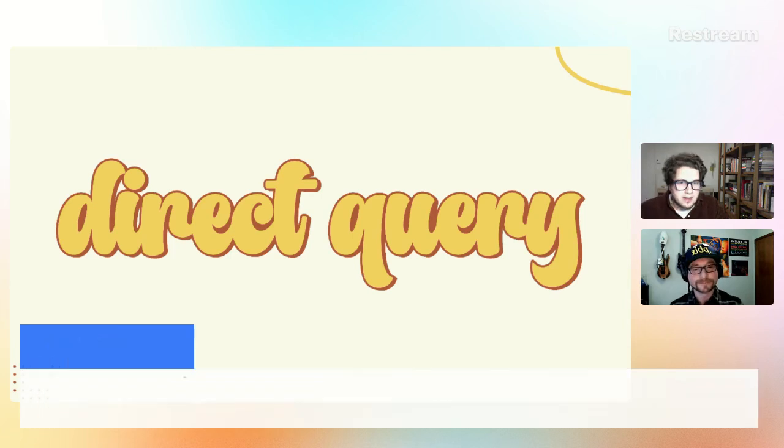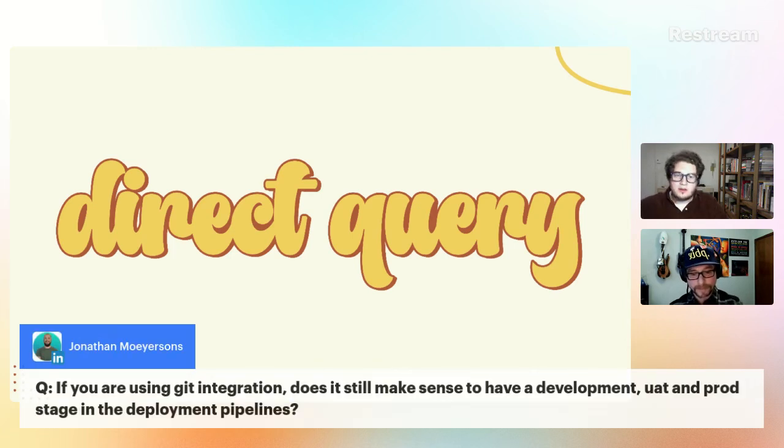Yep, I agree. Okay, we've got another question here. I'm going to throw it up on the screen. If you're using Git integration, does it still make sense to have a development, UAT, prod stage in the deployment pipelines? James, you were talking about this earlier: does it really make sense to use deployment pipelines today now with the Git integration?